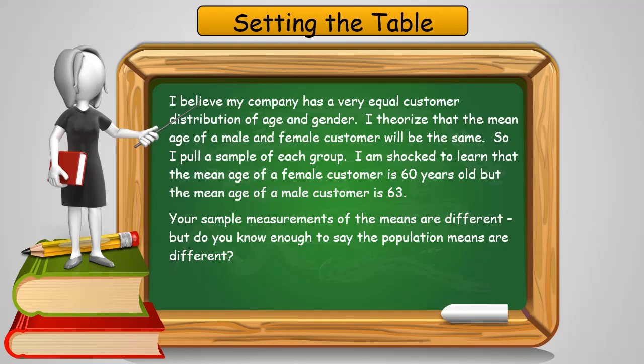But through my sampling of the means, are they different enough? Do I know enough here to say that the population means are different? I'm going to have to perform a statistical test to understand that.